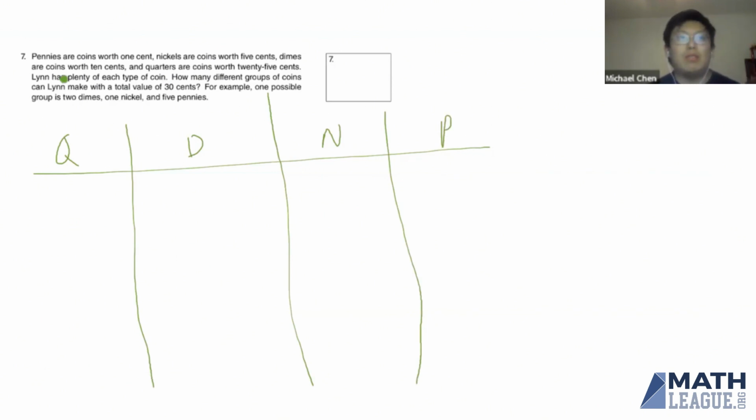And the reason we know that we can do this is because we're told that Lynn has plenty of each coin, which essentially means that Lynn has large amounts of all of these coins, more than enough to make 30 cents. So let's take a look.